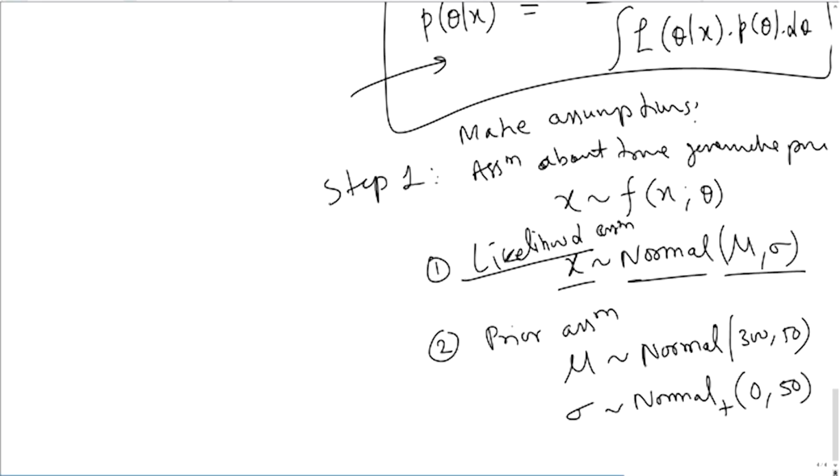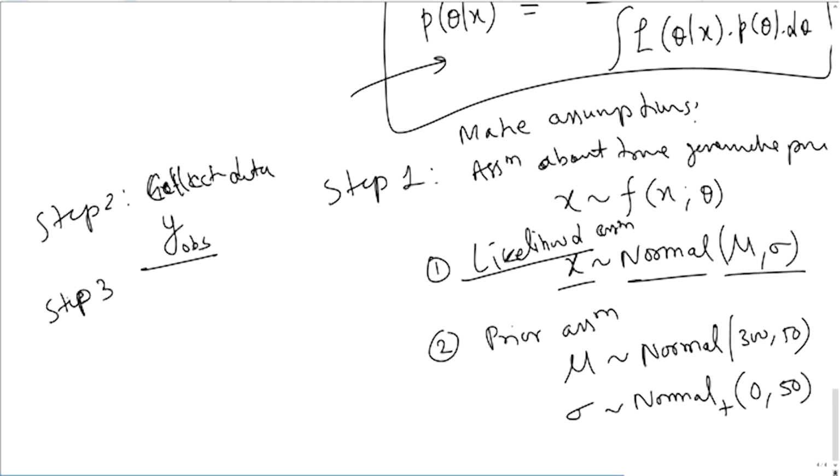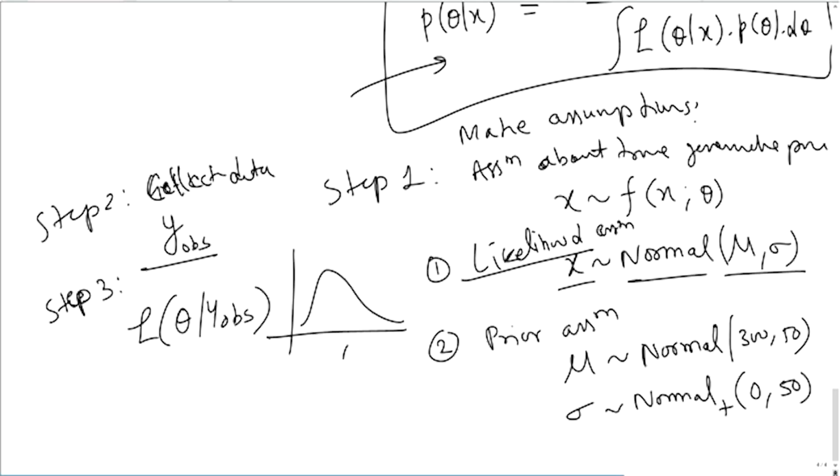That's step one. Once you have made assumptions, then you will of course collect data. So second is to get or collect data, and let's say the observed data is y obs. Then you can go to step 3, because now we have data. You can draw your likelihood function, or calculate likelihood for different values of theta given the data. So let's say this is your likelihood function.